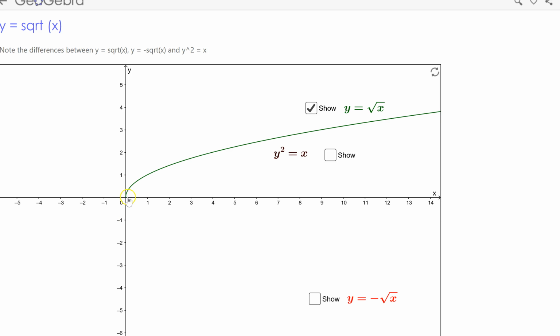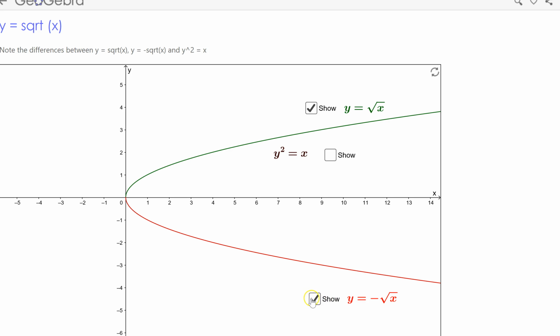So for this one, the domain, the set of x values which the graph obviously exists for, and which we can put into this equation, are x values greater than or equal to 0. And the y values are going to always be greater than or equal to 0 as well. Y equals minus square root of x, as you might be suspecting, is the bottom half of the parabola. So once again, the x values that we can put into this equation are x greater than or equal to 0, but the values that we get out are all going to be 0 or negative. So the range is y less than or equal to 0.